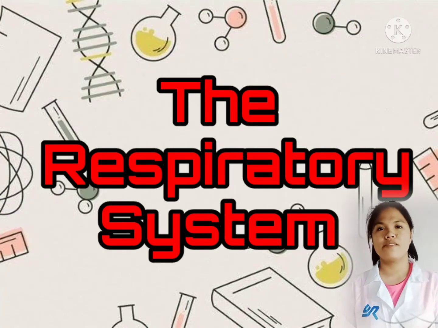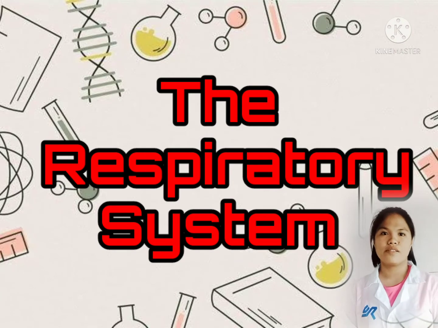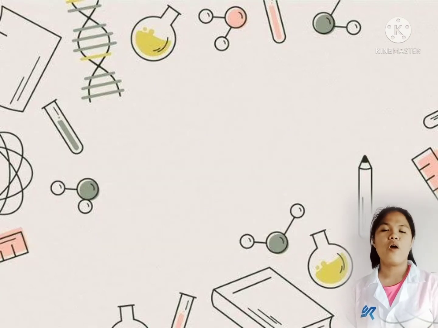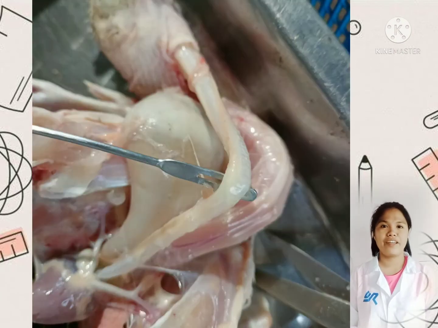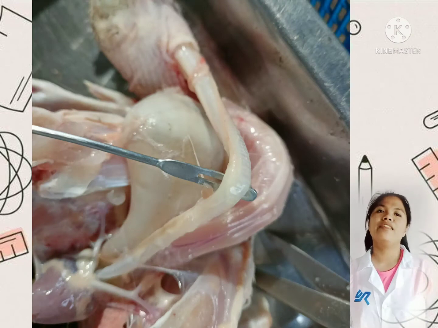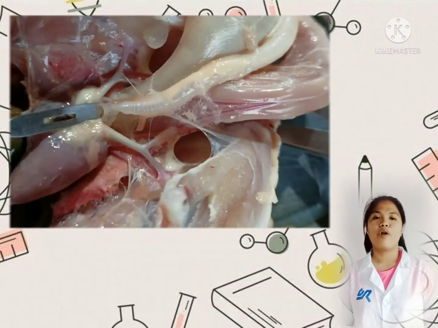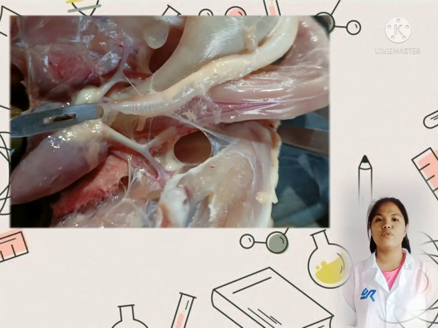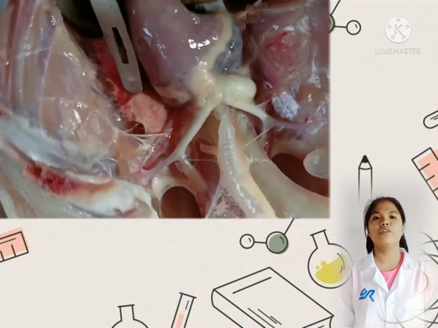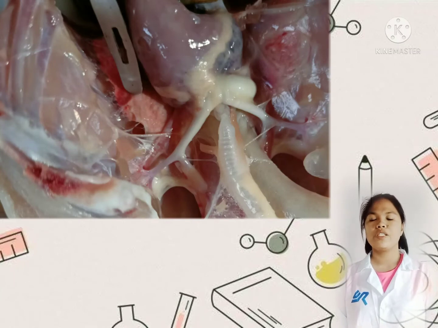The respiratory system. The respiratory system consists of the trachea, bronchi, and lungs. The trachea carries air in and out from the lungs. And then the bronchi is the main passageway into the lungs. The lungs move fresh air into their body while removing waste gases.